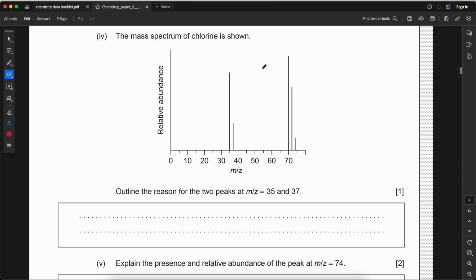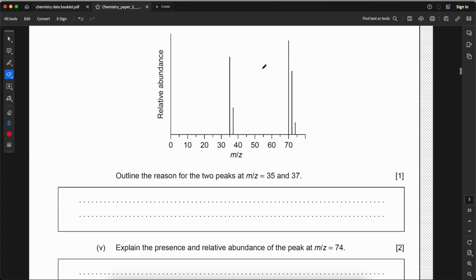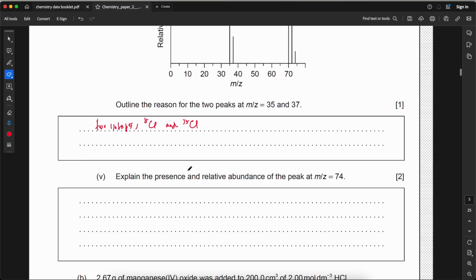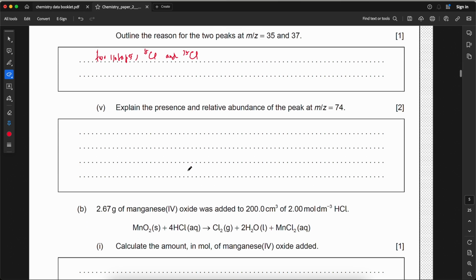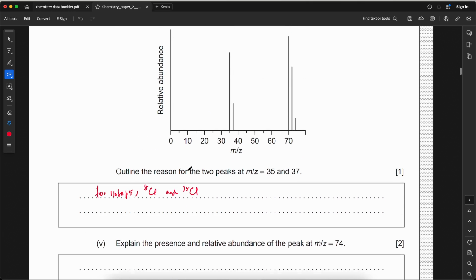The mass spectrum of chlorine is shown. Outline the reason for the 2 peaks at 35 and 37. So 35, it's Cl, and then 37, so it means it has 2 isotopes, Cl-35 and Cl-37.